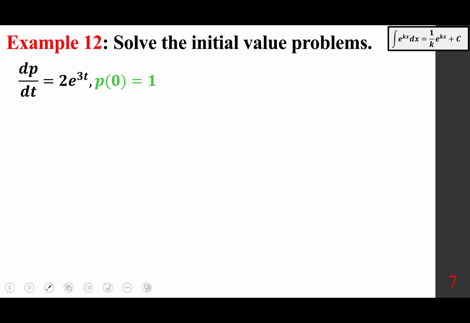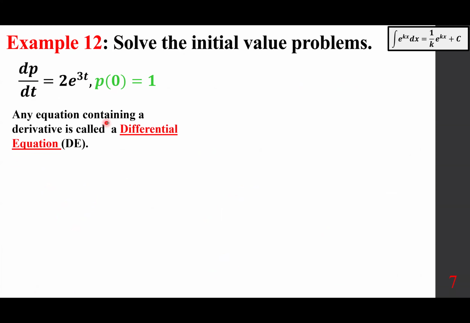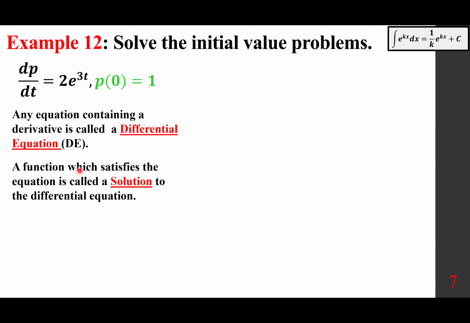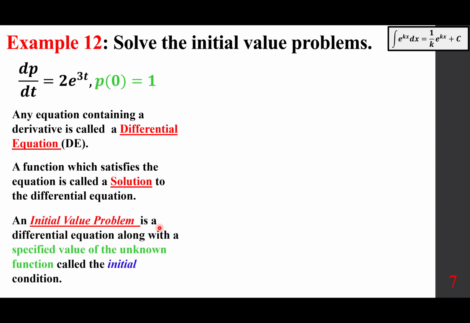Solve the initial value problem. dP/dt is 2e to the power of 3t. P of 0 equals 1. So what is an initial value problem? Any equation containing a derivative is called a differential equation, short DE. So far we've been dealing with differential equations. A function which satisfies the equation is called a solution to the differential equation. An initial value problem is a differential equation along with a specified value of the unknown function called the initial condition, meaning this is the pair 0, 1.